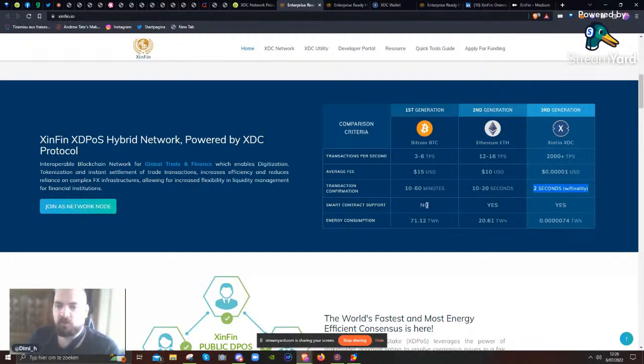Smart contract support, here they say no. Ethereum, yes. This is also a little lie. Bitcoin does support smart contracts, but as a layer 2 solution, same as Ethereum, so that's also wrong. Energy consumption, 71.12 terawatt hours, 20, and much lower, giving the impression, yeah, we are superior to the other two.